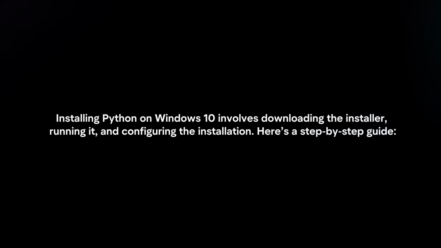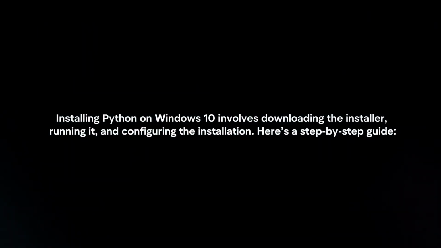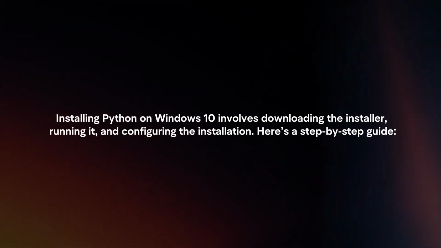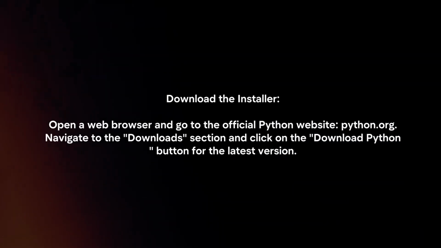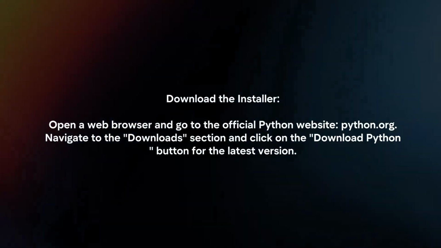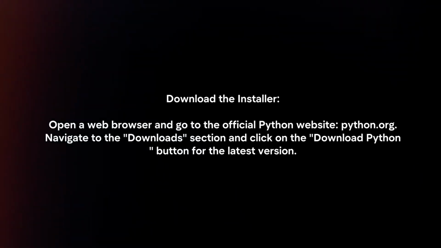Installing Python on Windows 10 involves downloading the installer, running it, and configuring the installation. Here's a step-by-step guide. Download the installer. Open a web browser and go to the official Python website. Navigate to the download section and click on the Download Python button for the latest version.